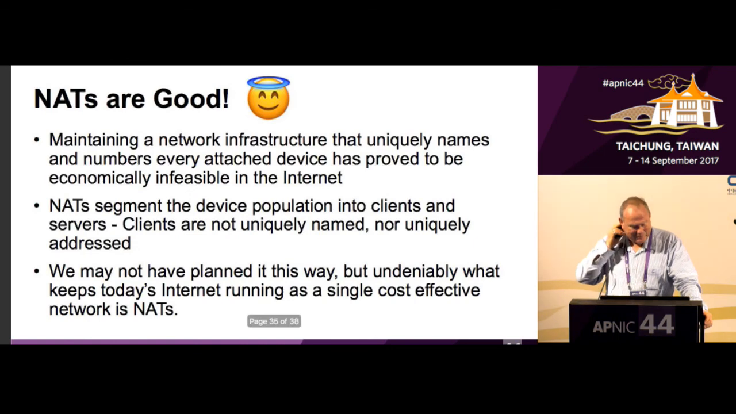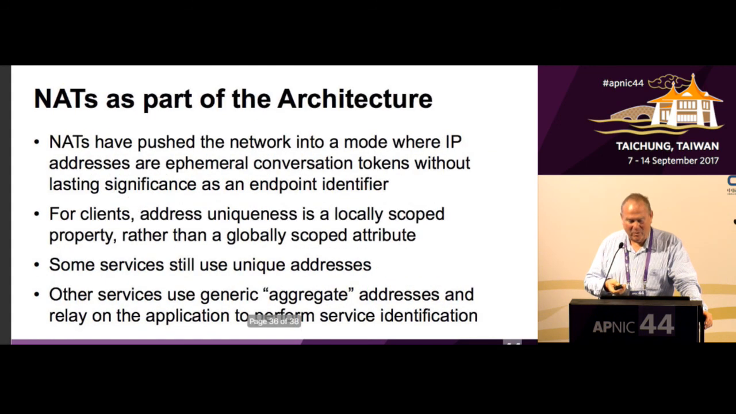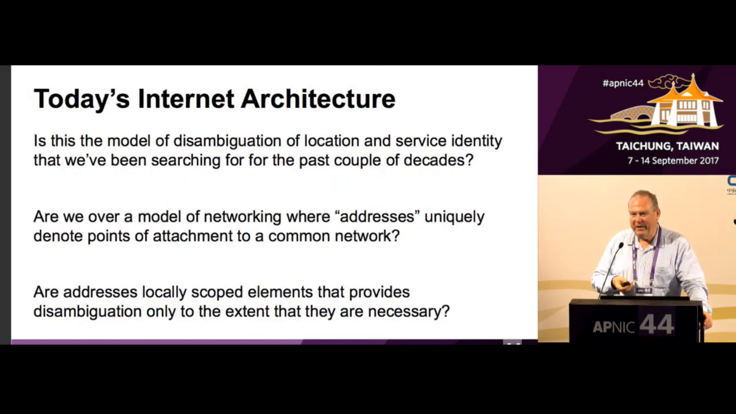So what's the message? NATs are good. Uniquely naming and numbering everything is economically infeasible, and no one wants it. The segmentation into clients and servers was actually something that the market wanted. We didn't want a peer-to-peer network. And we may not have wanted it this way, but the only reason why you have an internet today is because NATs actually do an amazing job at what they intend to do. So in some ways, they're just part of the architecture. Addresses are ephemeral, the names are really important, and generic aggregate addresses, yeah, we're pushing that up into the app area. NATs are now just part of our architecture. And maybe, again, that's what we wanted.